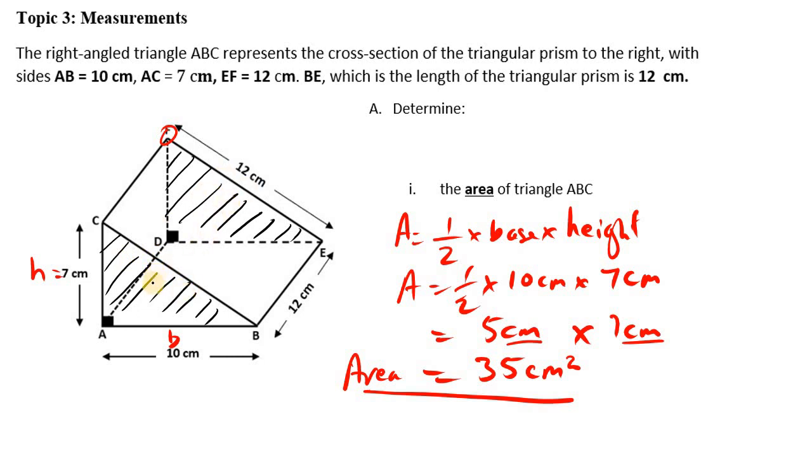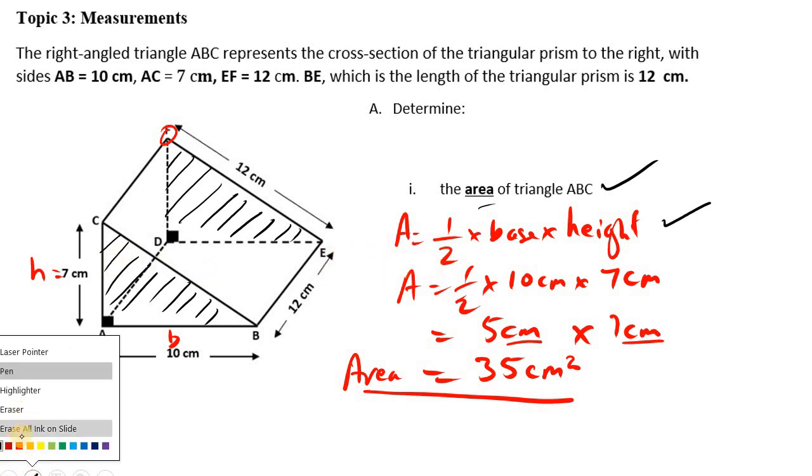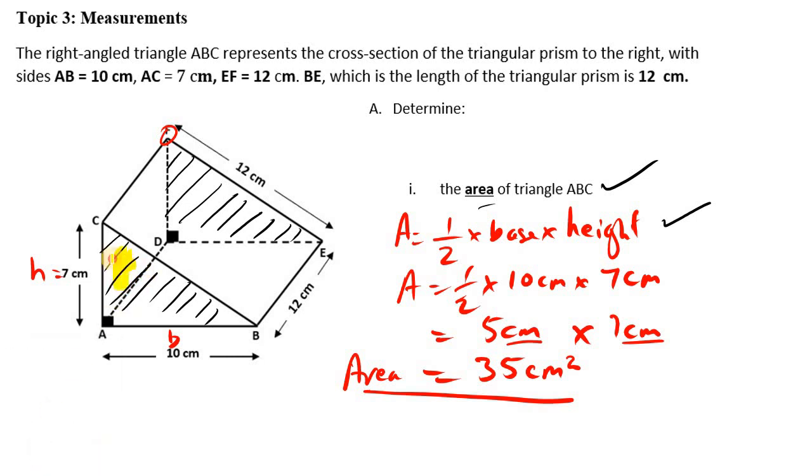Okay, and the first question asks us to calculate the area of the triangle. So we use the formula half base times height. And so we're looking at this face right here. Let's color that. So we're looking at this triangle ABC, right? So this is the triangle we're looking at. And to find its area, we use the formula half base times height.